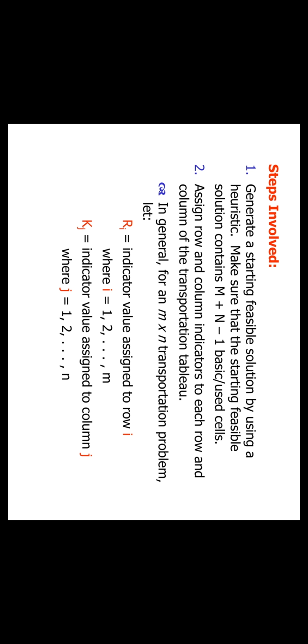Assuming you already got your initial pattern that complies with the m plus n minus 1 requirement, step 2 would be to assign row and column indicators to each row and column of the transportation tableau, whereby in general, for an m by n transportation problem, let r sub i represent the indicator value assigned to row i, and let k sub j represent the indicator value assigned to column j. Let us first make the two steps.